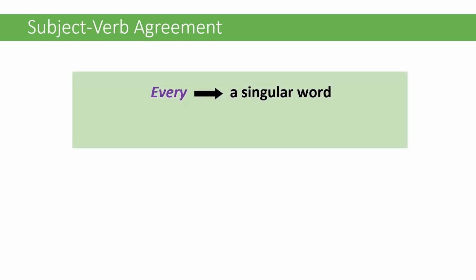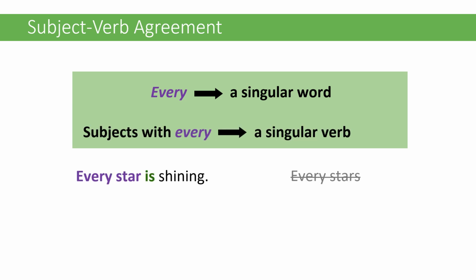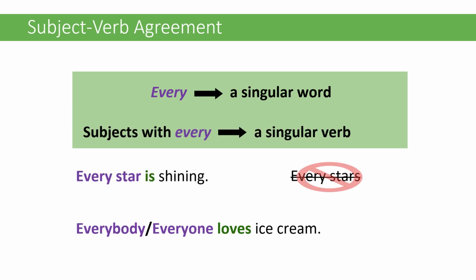Every is a singular word, and it's used with a singular noun and always takes a singular verb. Look at the examples. Every star is shining. Everybody loves ice cream. Saying every stars is incorrect. It would also be incorrect to say everybody's or everyone's, because every is always followed by a singular noun and always takes a singular verb.